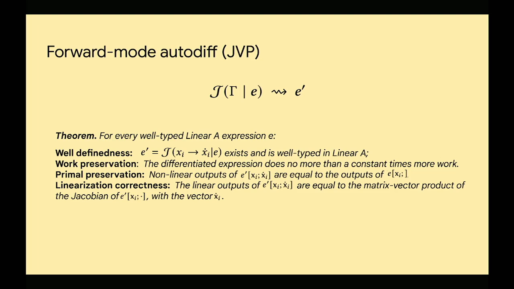And it preserves the primal values, so the nonlinear outputs of the result expression will be exactly equal to the nonlinear results of the original expression, and also the correctness of the JVP. So if you look at the linear results, then they are actually exactly what you expect to get from a multiplication of a Jacobian by the vectors that are represented by the linear variables, and so on. So this is nothing new in this paper. This is basically restating already known results for our language.